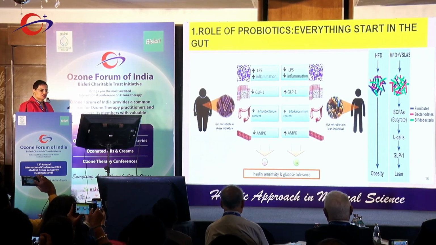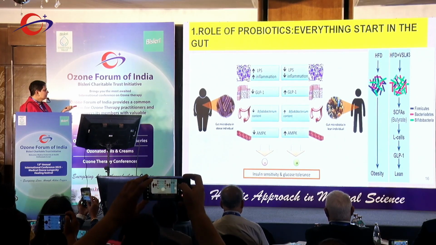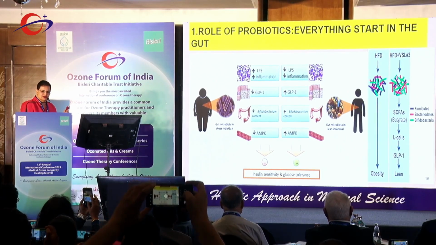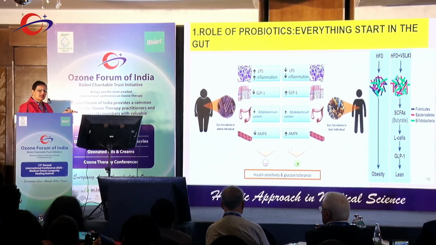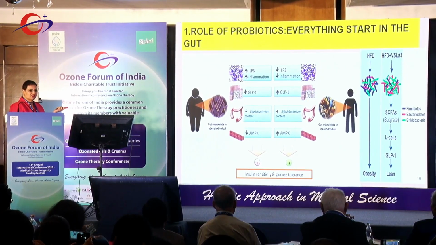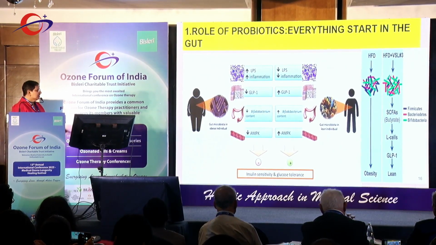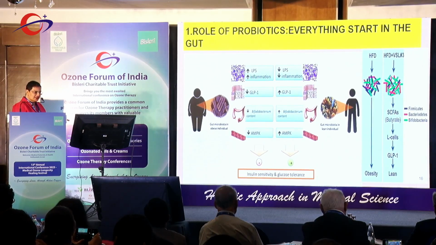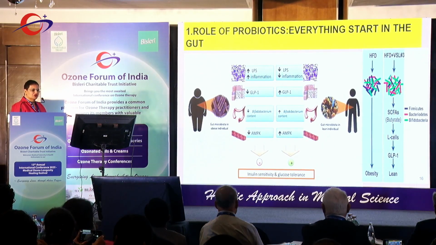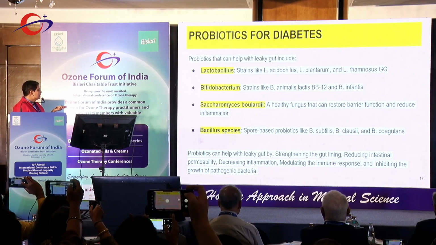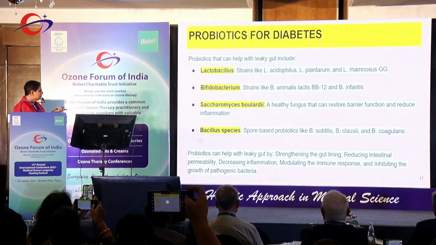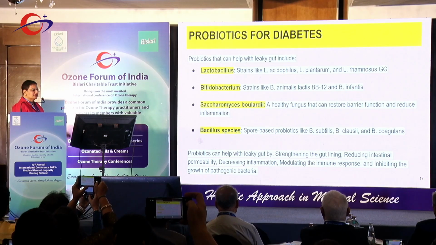There are two types of probiotics that we are looking at. One is for the leaky gut syndrome or the gut wall lining, where you want to strengthen the gut wall to reduce lipopolysaccharides. Secondly, you want to increase the butyrate in the gut so that GLP-1 is produced. So probiotics for diabetes, we are looking at Lactobacillus, Bifido, Saccharomyces, and Bacillus species.